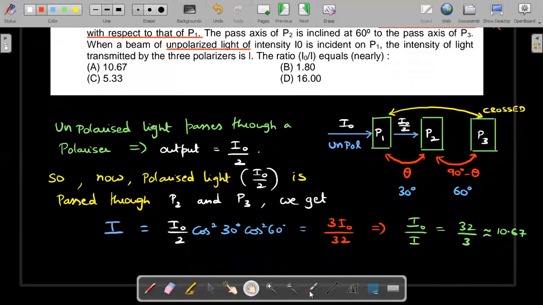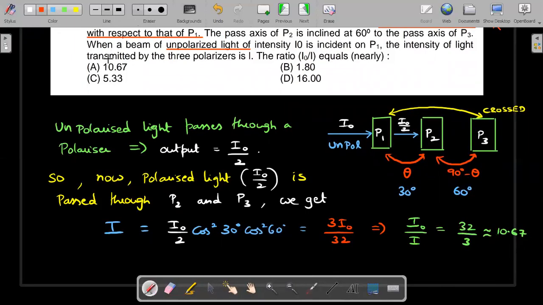And now this polarized light I0 by 2 is passed through P2 first and then P3. Therefore, two Malus's laws occur. One is cos square 30, another one is cos square 60. So I0 by 2, cos square 30 for the first one, cos square 60 for the second one, makes it 3 I0 by 32. Therefore, the required ratio he asked was 32 by 3, which is nearly 10.67.